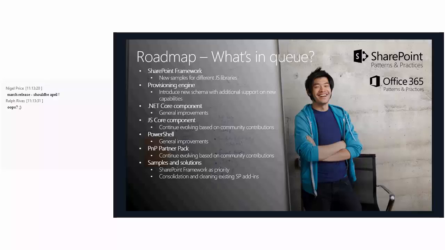So now, what is in the queue? What is on the table? What are we planning to do in the upcoming weeks, from now to the next month? First of all, from a SharePoint Framework perspective, we plan to have new samples for different JS libraries available. Moreover, from a provisioning engine perspective, we are working on introducing a new schema which will allow us to provide some new functionalities, and this will be the main topic from the provisioning engine perspective in the next month.